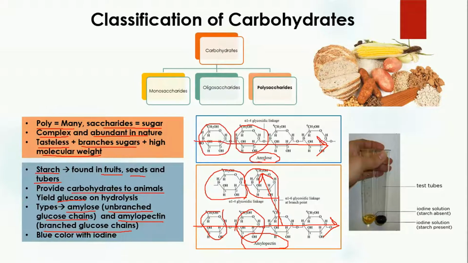If you want to test for starch, you will go for the iodine test, and when the iodine reacts with the starch, you will have a blue color. Here you can see the original color of the iodine is yellow, and when it reacts with the starch, it turns blue in color.